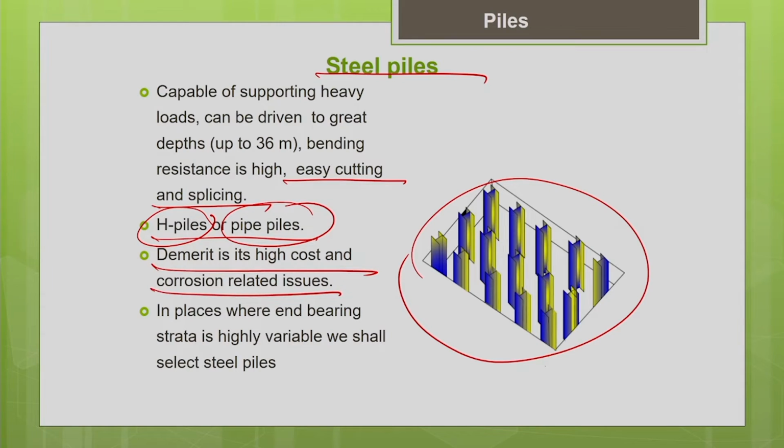That is why commonly they increase the cross section of the steel, so that it can account for the corrosion related damage, and we can also go for other corrosion protection measures like corrosion resistant coatings or cathodic protection. There are different measures we can go for. As I told you already, in places where the end bearing strata is highly variable and you cannot predict the length of the pile needed correctly, go for steel piles, because it is easy to cut and splice. Another important thing: when you drive the H pile, the displacement of the surrounding soil will also be less when compared to pipe piles.